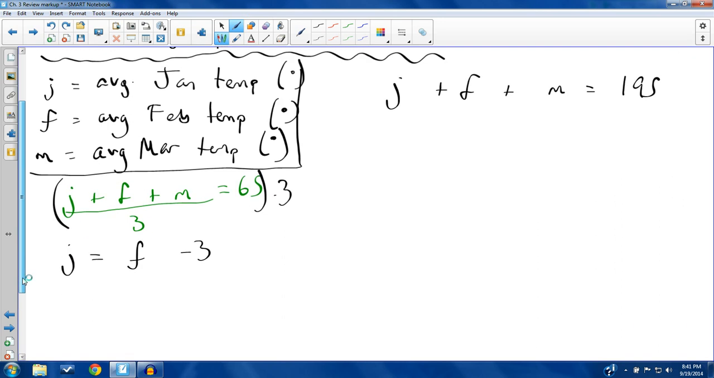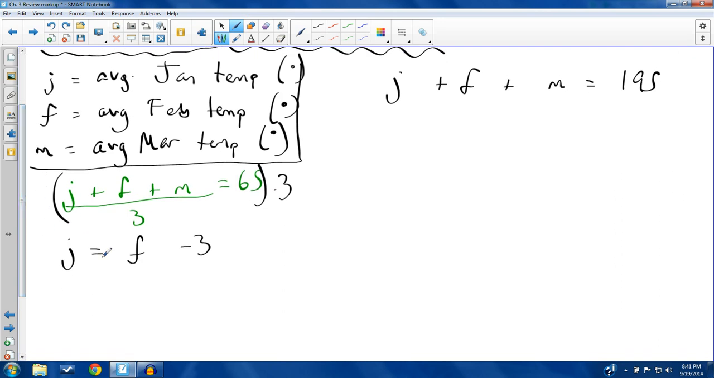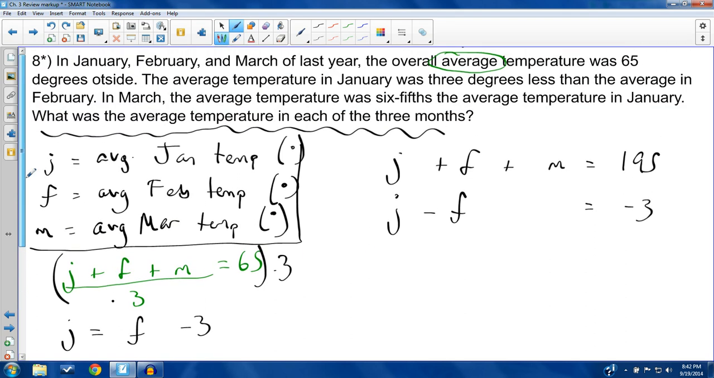So if the average in February is 70, the average in January is 67. Subtract 3. So there's another equation. I'm going to go ahead and subtract f. So I'll get j minus f equals negative 3. There's a second equation. Okay.